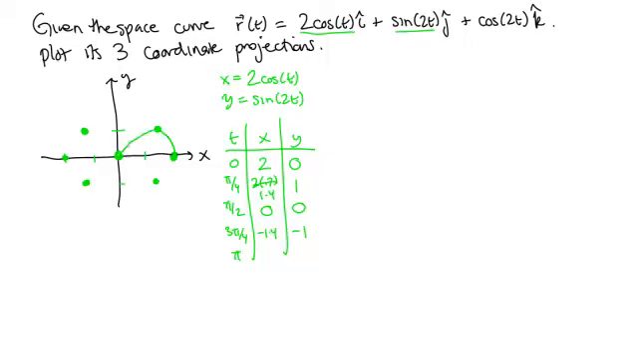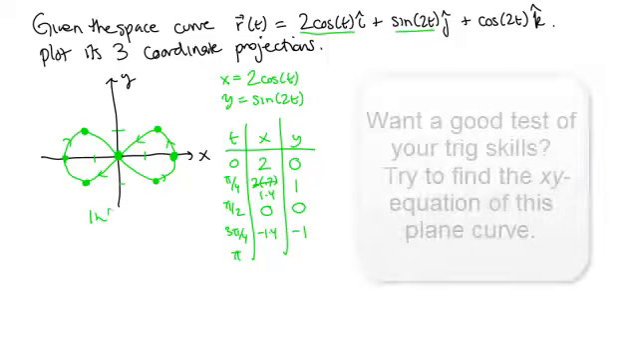And so we're going to get a curve who looks something like this, cycled over and over and over again. We're going to get an infinity curve.